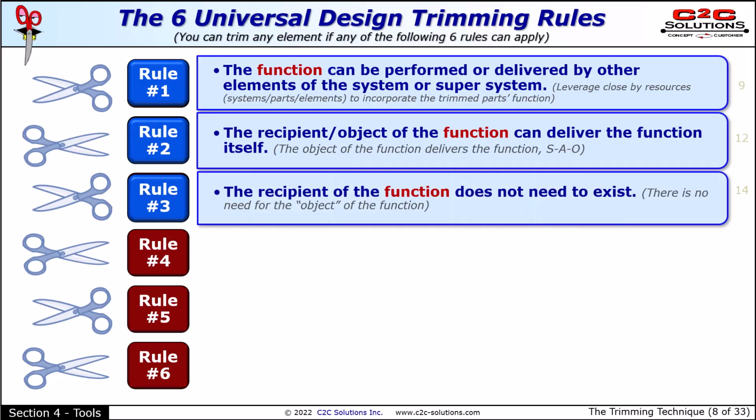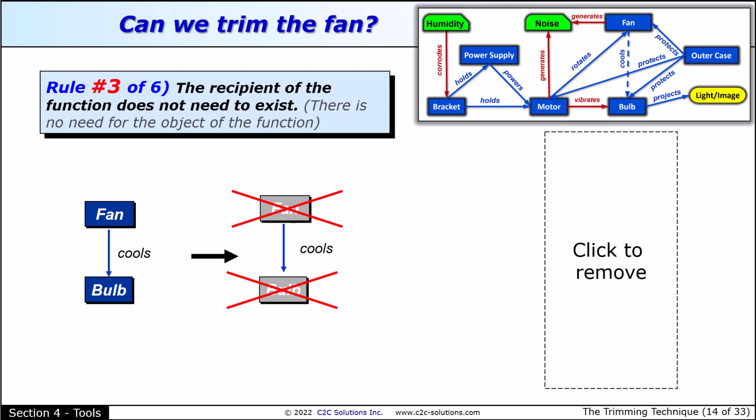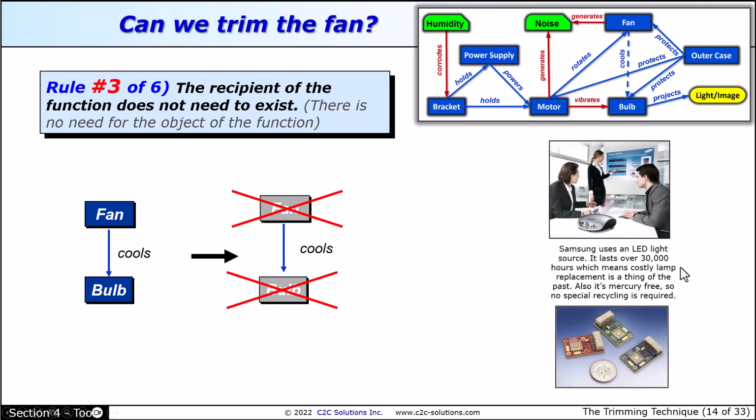Rule number 3 says the recipient of the function does not need to exist. So basically what that is saying is, yes, you can get rid of the fan if you get rid of the bulb. And think about it. If I can get rid of the bulb on this projector, I don't need the fan. So that would absolutely work. But then what you have is a new problem statement. You reformulated the problem. Now the new problem statement is, how do I project light without a bulb? And then I would brainstorm around that. And there's lots of different ways to project light without a bulb. And by the way, a lot of modern projectors these days don't use bulbs.